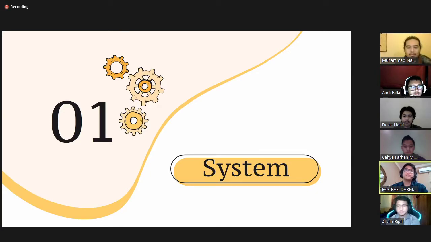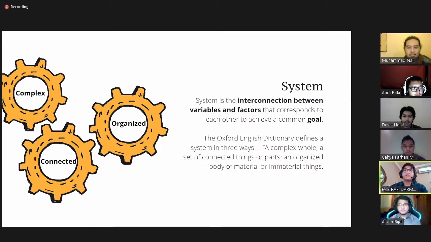A system is basically interconnection between variables and factors that usually achieve a common goal. A system usually has the characteristic of being complex, and the variables and factors within the system are usually interconnected and organized. The English Dictionary defines a system as a complex whole or a set of connected things or parts.